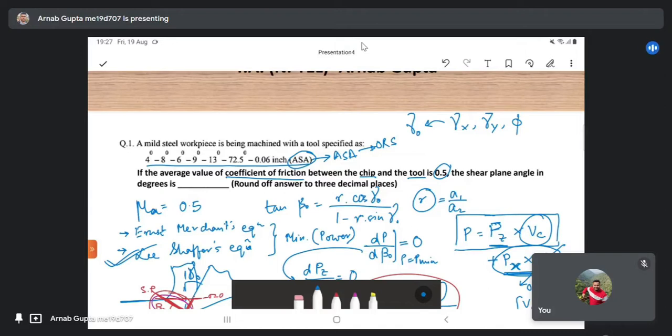So you have the expression here: tan gamma naught is equal to sin phi tan gamma x plus cos phi tan gamma y. So what is phi here? Phi is 72.5 degrees, right? This is the principal cutting edge angle. 13 degrees is the auxiliary cutting edge angle. This is gamma y, this is gamma x.